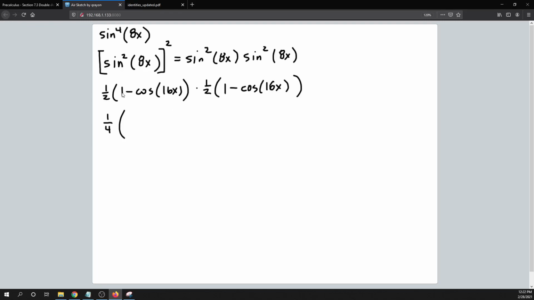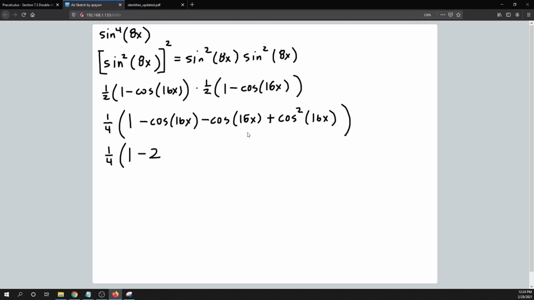And then I'm going to multiply out these two factors, 1 minus cosine 16x times itself. In order to do that, you need to use the FOIL method or some similar method. So first times first would be 1. Outer times outer is minus cosine 16x. Inner times inner is minus cosine 16x. And then last times last would be minus cosine 16x times minus cosine 16x, which is plus cosine squared of 16x. Next up I have some like terms. I have minus cosine 16x here and a minus cosine 16x here, so I can combine those into minus 2 cosine 16x.